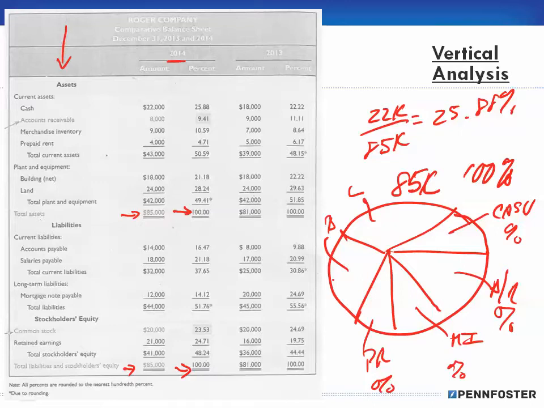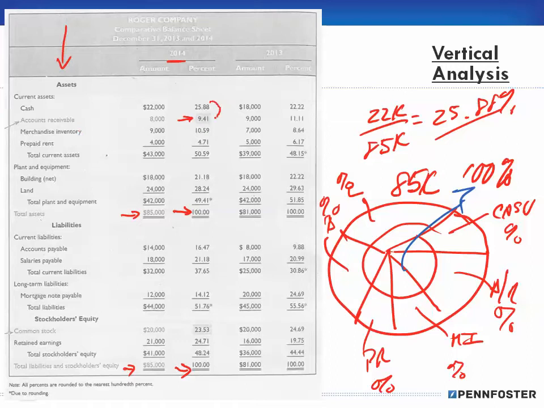And how do I convert the percentages? Well, that particular amount over my total amount. So for cash, it's 22,000 over 85,000. When I divide, I get a percentage, 25.88%. When I add up all of these percents, they all come out to 100%. Okay. So that's what I'm doing here. That's what they do here, they divide 8,000 by 85,000 in order to get 9.41%. Same thing with merchandise inventory.